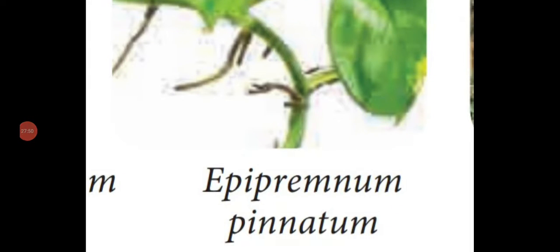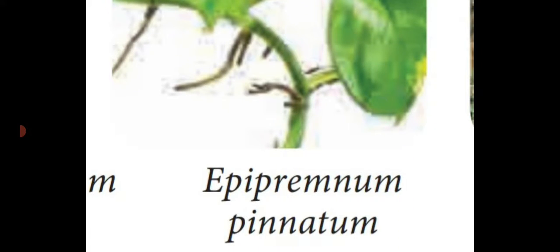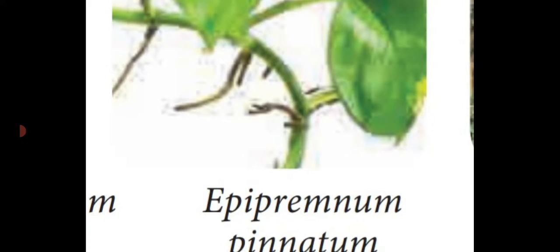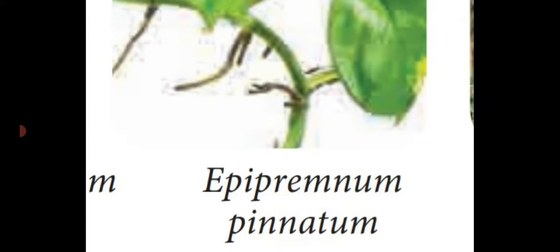Dear students, this is the money plant. Binomial name Epipremnum pinnatum. See the stem portion, the nodal region, they are producing the adventitious root which are secreting sticky juicy substance which makes the plant attach to the host plant, which are giving the mechanical support. These roots are known as clinging root or climbing root.